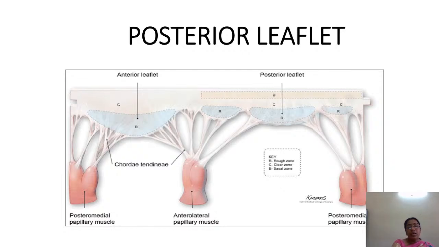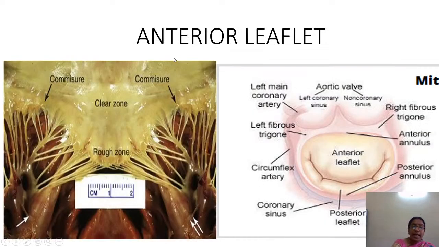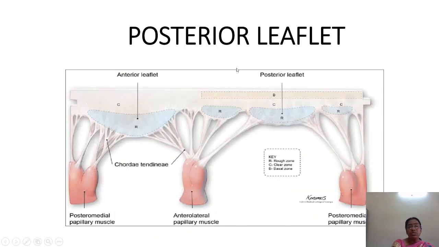Same way, when you see the posterior leaflet, earlier you saw the anterior leaflet which has only two zones, clear zone and rough zone. But the posterior leaflet has three zones: basal zone, clear zone, and rough zone. In the anterior leaflet there is no basal zone, but unlike that, in the posterior leaflet you can see the three zones, basal, clear, and rough.